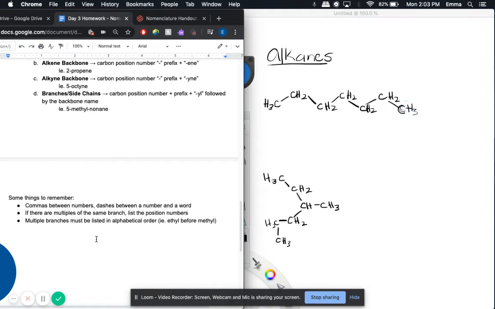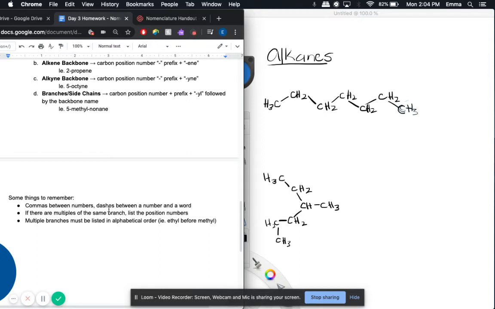So some things to remember. When you're putting numbers and words beside each other, they get a dash, so 5-methyl. And when you're putting numbers beside numbers, you get a comma, so 5,6, for example. If there are multiple of the same branch, you list those branches as di if there's 2, tri if there's 3 of those branches, and so on and so forth.